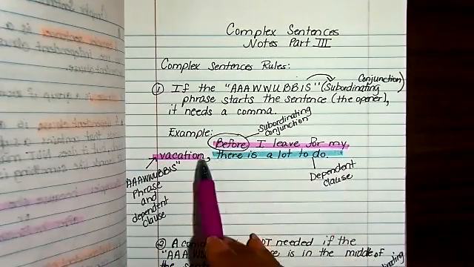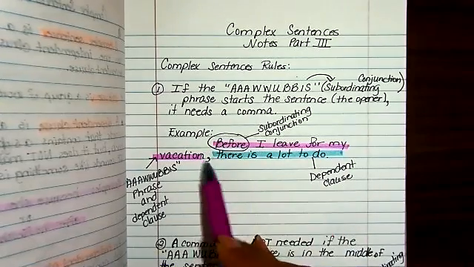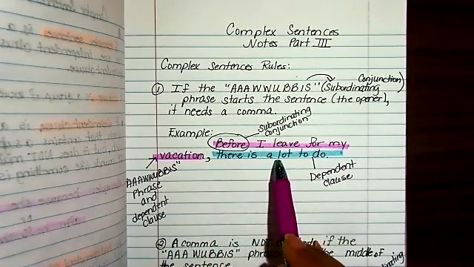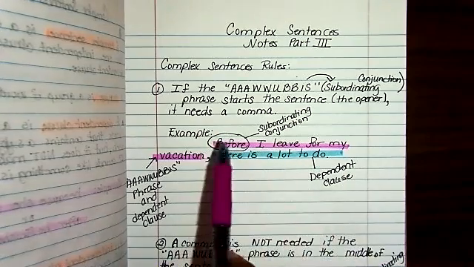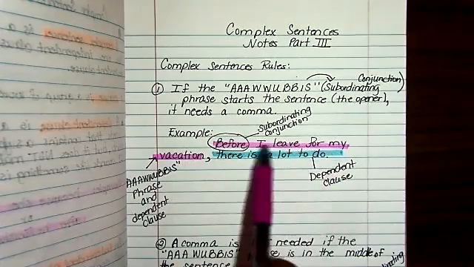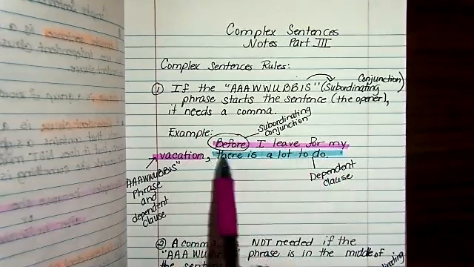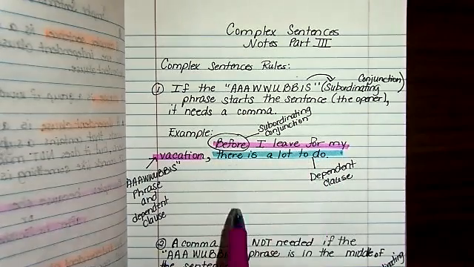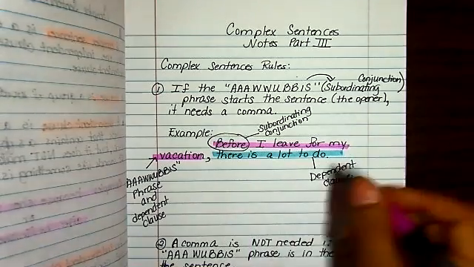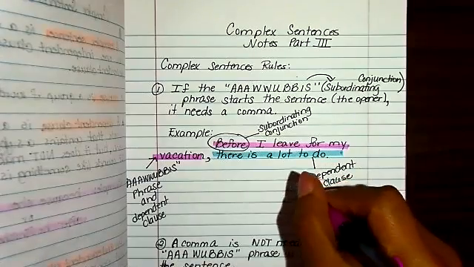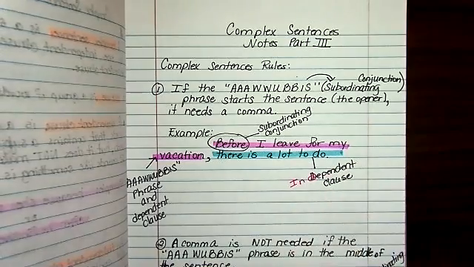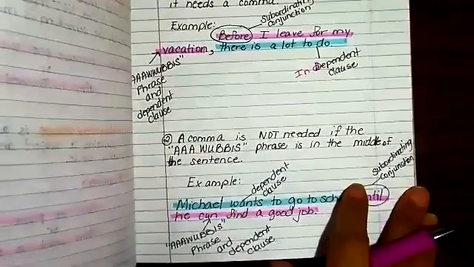Before I leave for my vacation, comma, there has to be a pause right there. There has to be a pause. Then it's followed by an independent clause. There is a lot to do. So if I were to hide that purple dependent clause, I can leave it there because it's a regular sentence. It makes sense. I'm sorry, this is an independent clause. Sorry, guys. Okay, going on. I'm glad I caught that right now.